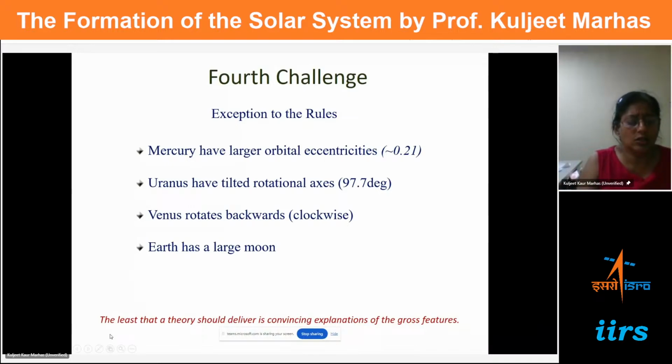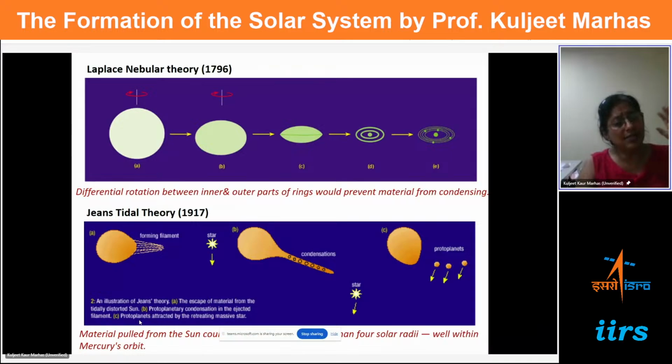So the least that a theory should deliver is a convincing explanation of the gross features first. The small features you can probably still explain later on. First, the gross things we should be able to explain for any model of formation. So since the 17th century, people have given various models. I think there are around 10 to 12 different models of formation of the solar system.